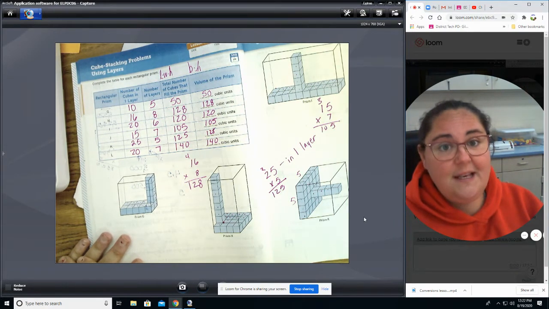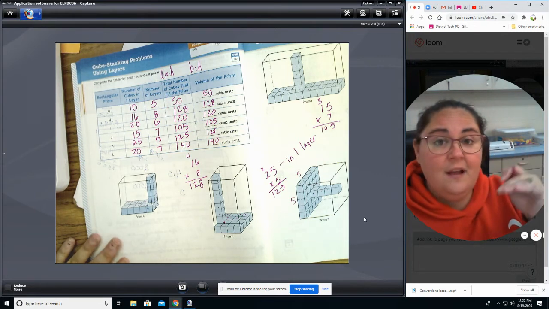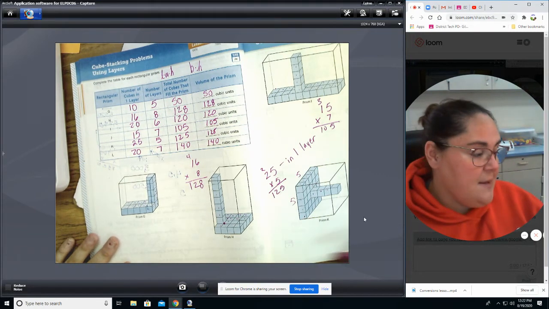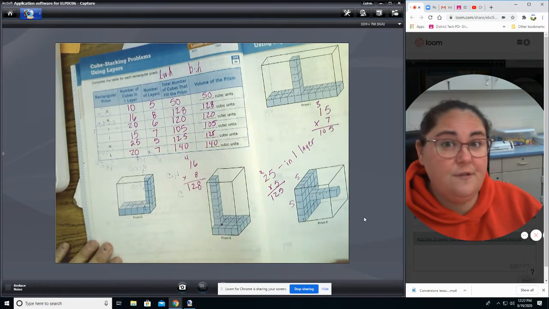Volume can be tricky. Think about it from different perspectives. Think about it as one layer versus the other layers. And then I showed a couple other hints and I posted a couple other hints. So make sure you watch some of those videos.